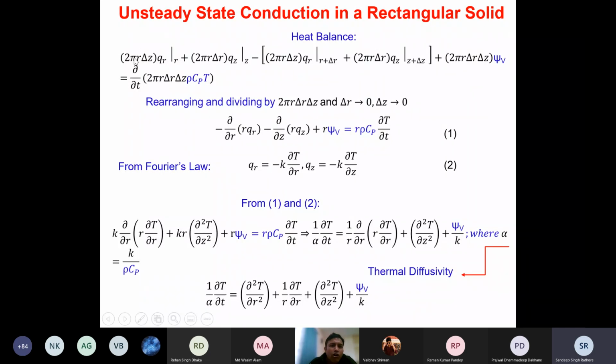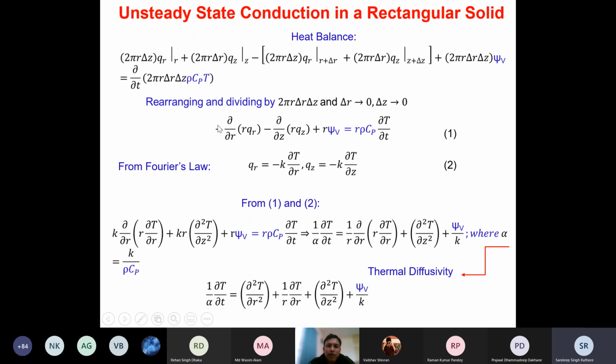So here this r is also going to be there, isn't it? Because this qr is a function of r, so this r we will not be separated out. So what we are going to get is r qr at r minus r qr at r plus delta r divided by delta r. So that gives me minus dou by dou r rqr, isn't it? Do you all agree?